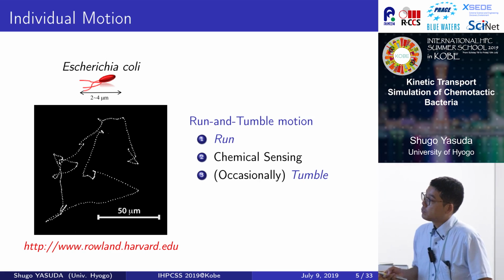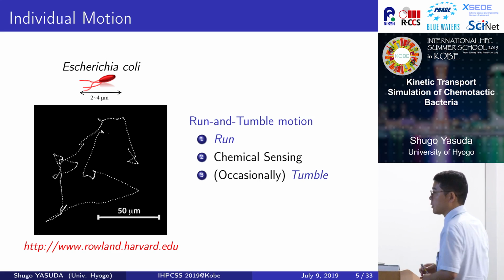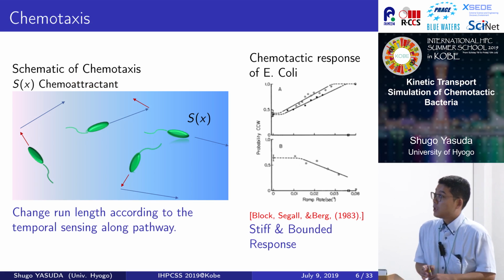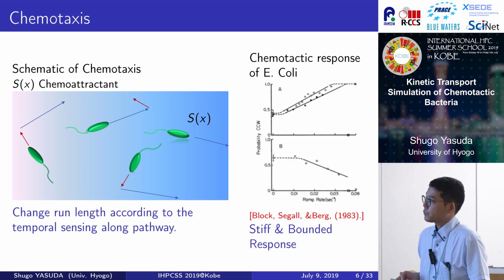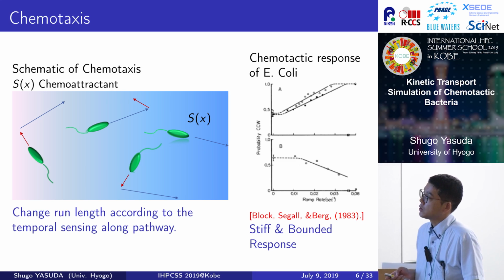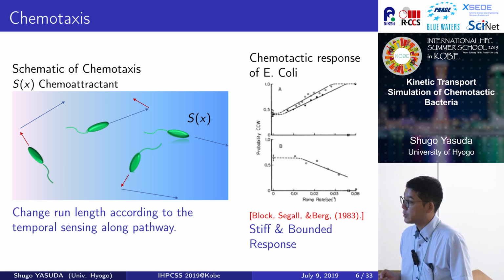But in the run mode, bacteria also sense the chemical concentrations in the environment and change their run lengths depending on the change of chemical concentration along their pathway. And this is called chemotaxis. So here I show the schematic of chemotaxis. S is the concentration of chemical attractant of bacteria.